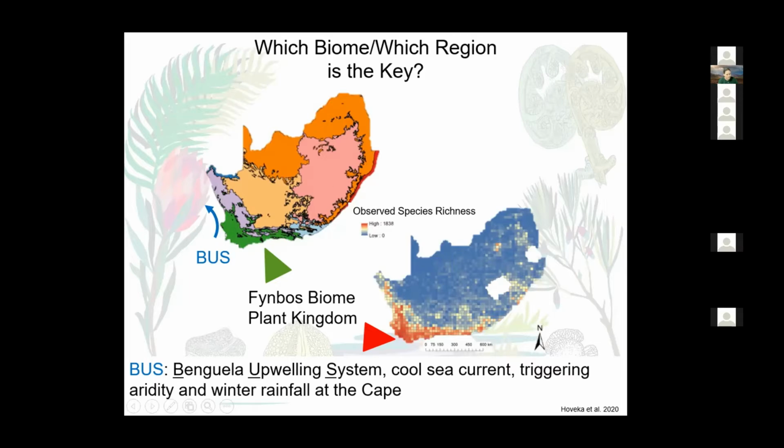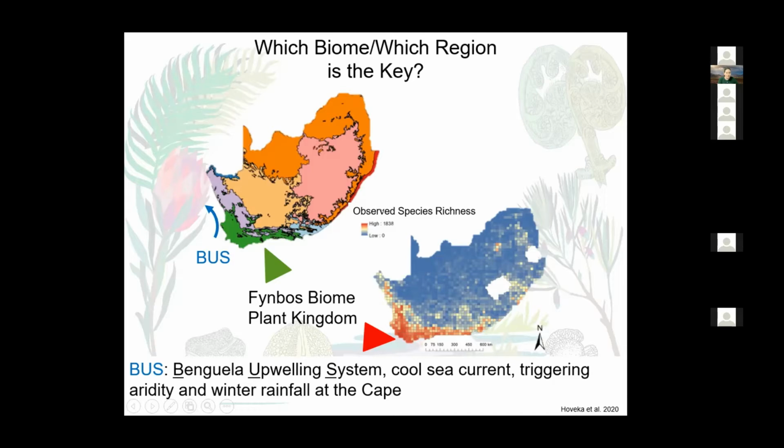And so what is also interesting is that we have, of course, Southern Africa surrounded by oceans. And along the western coast, we have the Benguela Current, and with it, the Benguela upwelling system, which is a cold sea current. That cold sea current, bringing water from Antarctica, triggers the relative aridity and also the winter rainfall at the Cape. And that is often brought into connection with the whole emergence of the fynbos biome itself.